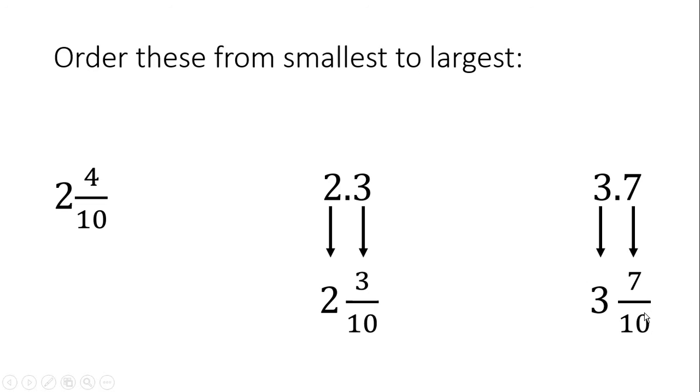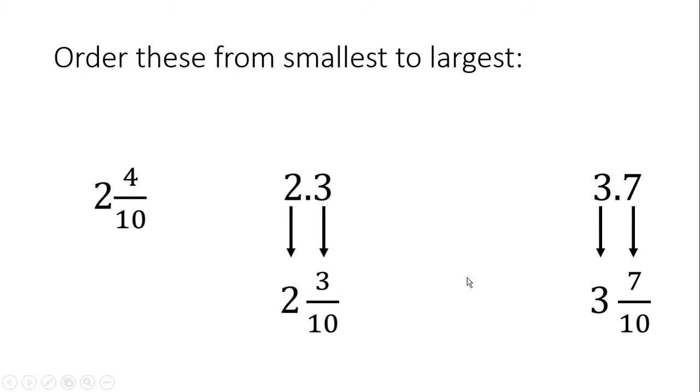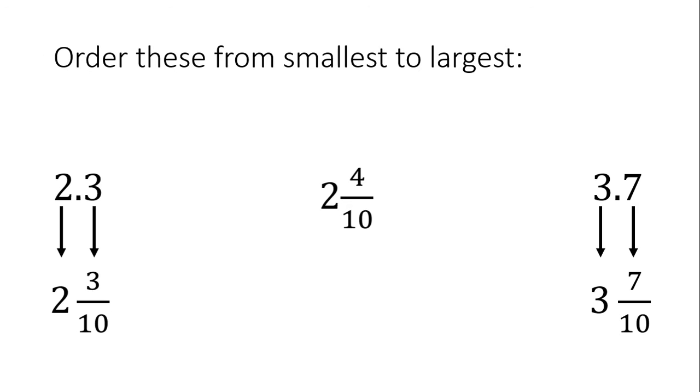And we can go, 3 and 7/10 is the highest. And then we have 2 and 3/10 and 2 and 4/10. Well, 2 and 3/10 is less, so we do a little bit of a switcheroo. And now we've put them in order.